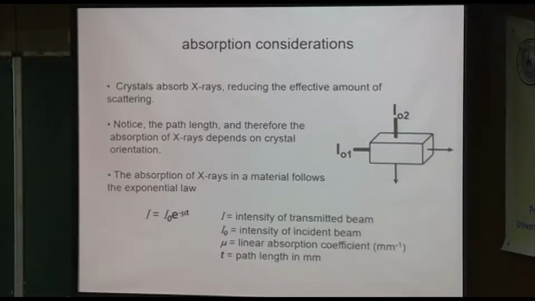In this case, the equation I'm giving you is I over I0, so it's the amount of intensity that's lost, or absorption. And the equation is e to the minus mu t. Mu is the linear absorption coefficient, which is tabulated for each atom for each wavelength. I'll give you a website where you can go to and see that. And t is the thickness, or the path length. So it depends on how the crystal is actually oriented in the beam.